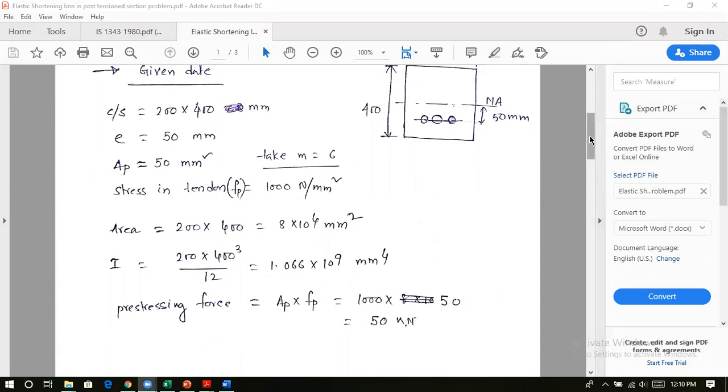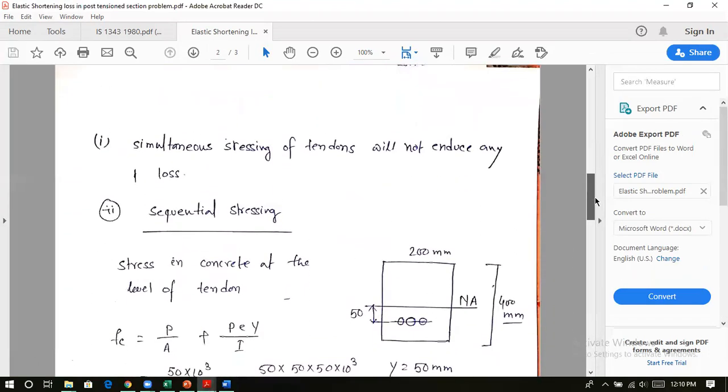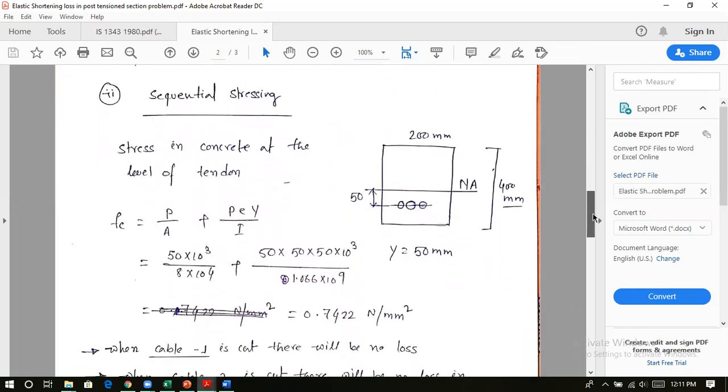Okay. Now we'll see the cases. In the first case, they are asking us to calculate the amount of elastic shortening loss if we stretch the tendons simultaneously. And in the theory section, we have studied that if we stretch all the tendons simultaneously, that is, if we stretch all the tendons together, there will be no loss because they will act as one member. So for simultaneous stretching, there will be no loss due to elastic shortening, but there will be losses for sequential stretching. Okay. Now let us see the case for sequential stretching.